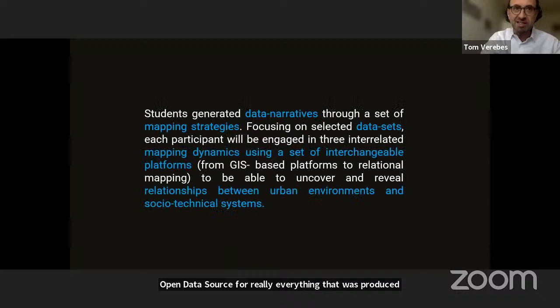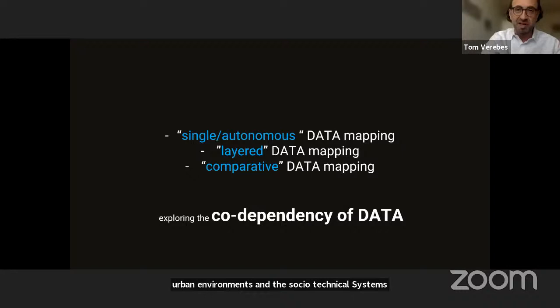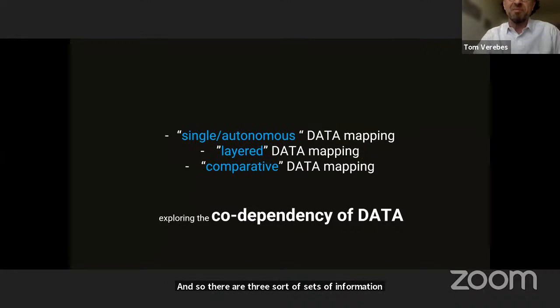And what students did was they generated data narratives through a set of mapping strategies, focusing on data sets, mapping dynamics using a set of interchangeable platforms. And what was sought is the relationships between urban environments and the socio-technical systems issuing data. And so there are three sets of information: single autonomous, layered, and comparative. And we explored their codependencies.